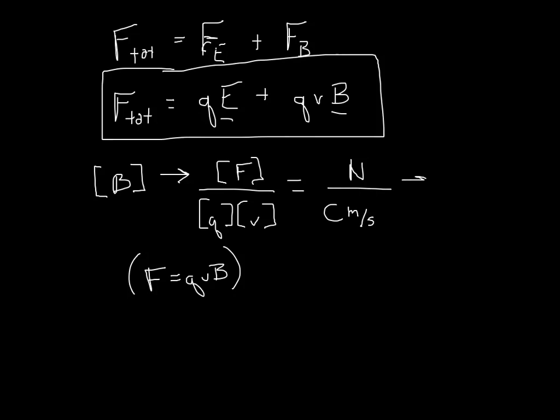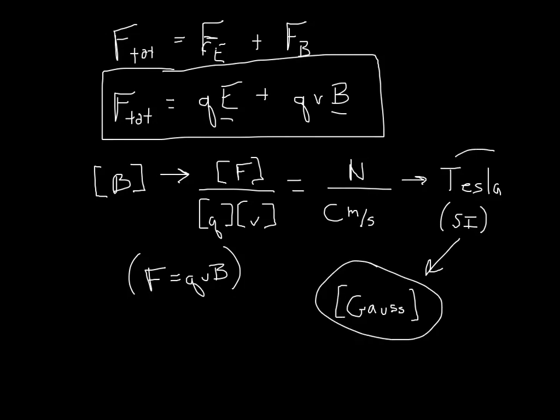And we give this its own special unit name. We call this a Tesla. And this is the SI unit that we use for magnetic fields. There's also another common unit that we use for magnetic field, something called a Gauss. So these are both two different types of units that you can use to describe the magnetic field.